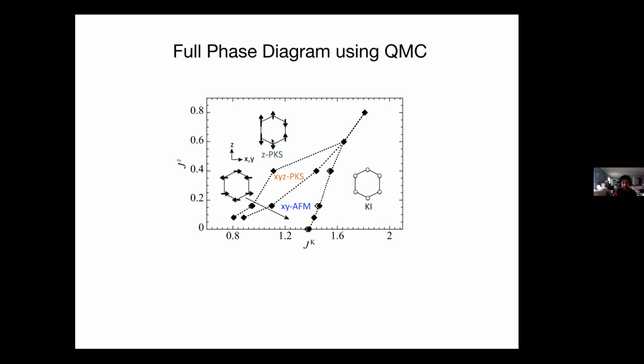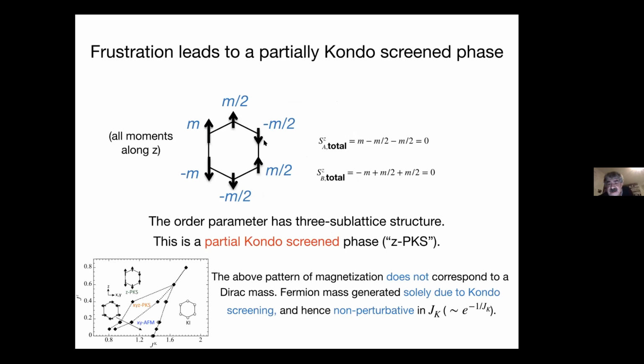And there's a slightly different analog of this partially Kondo screened phase, which we call ZPKS. PKS is partially Kondo screened. We also have one we call XYZ PKS, but I won't get into that technical detail. Let's just focus on this ZPKS phase. The main point is, please, yes.